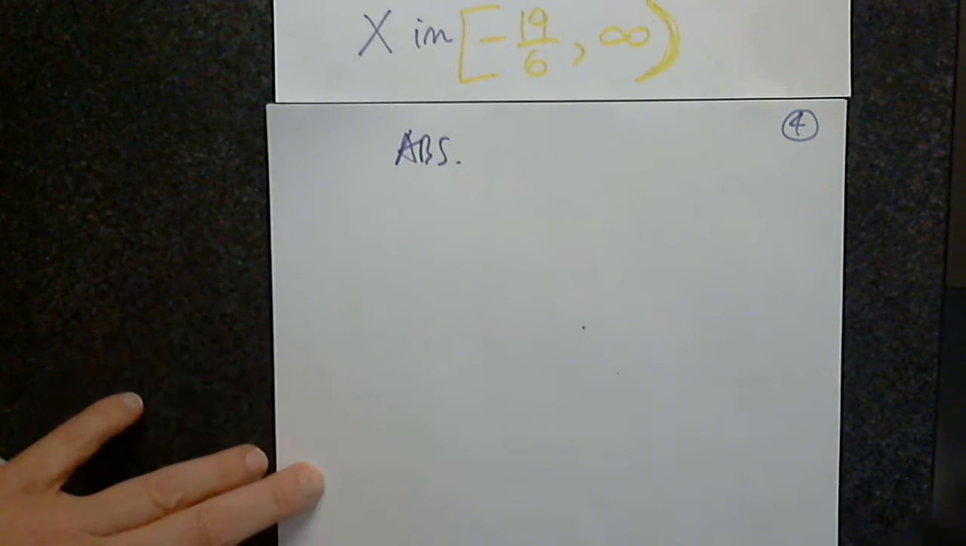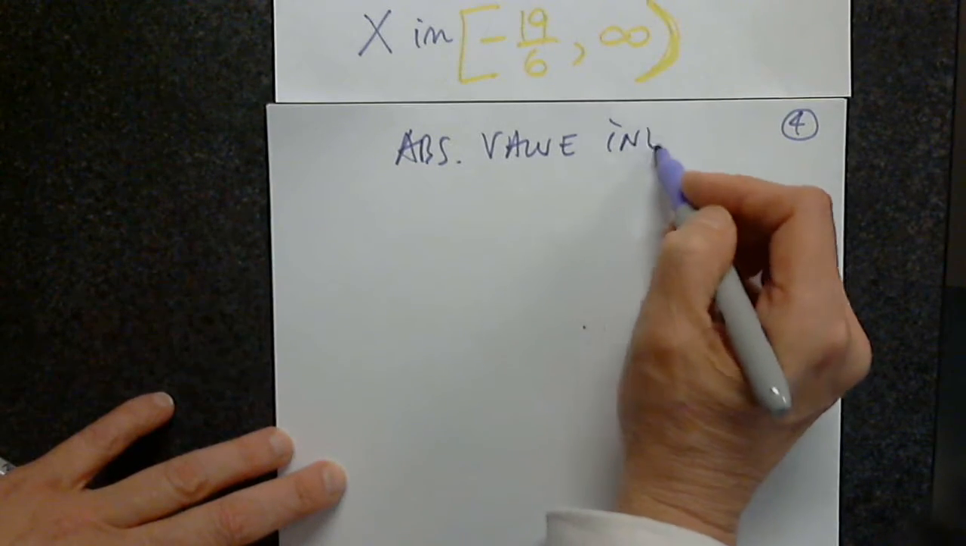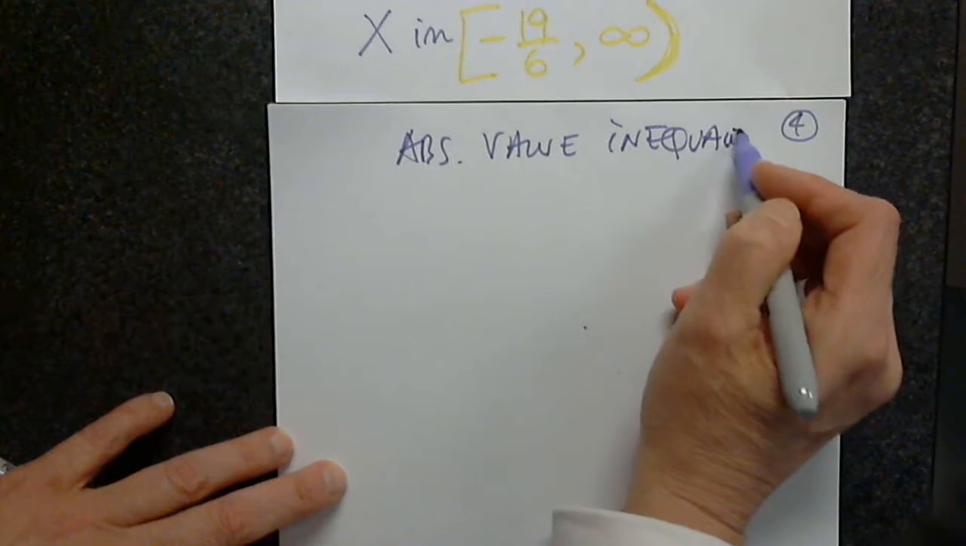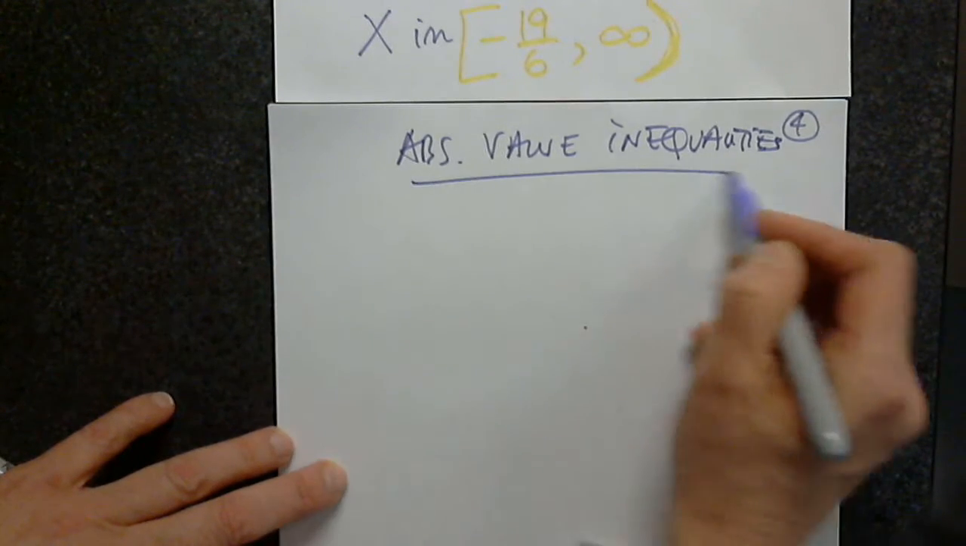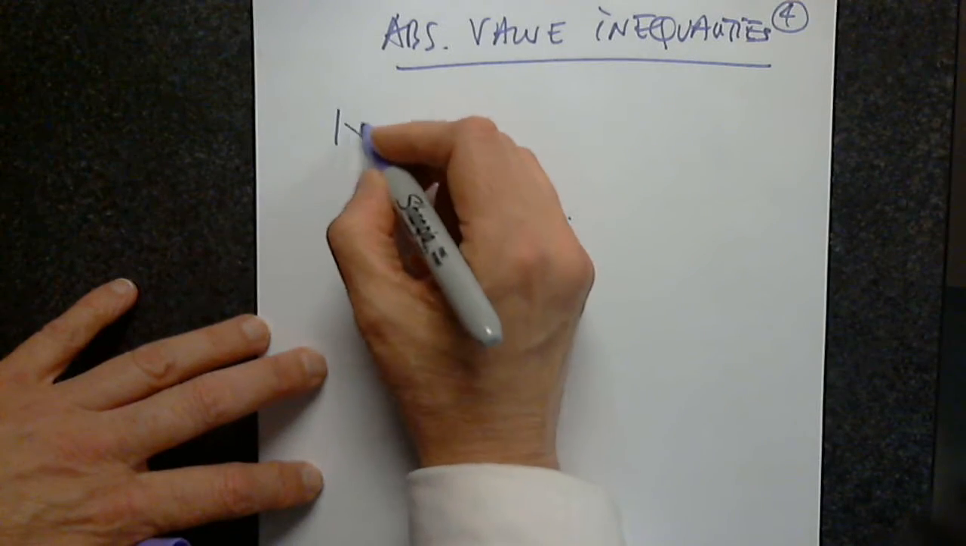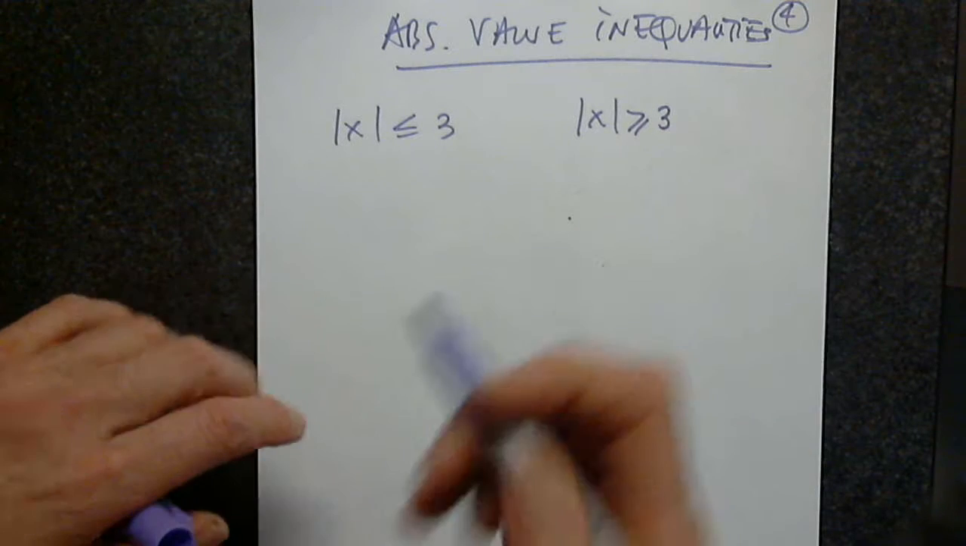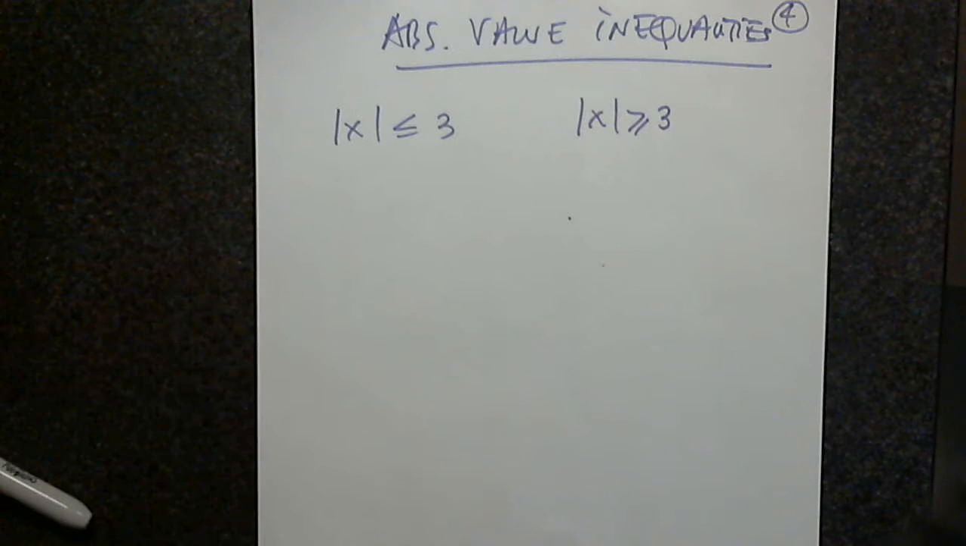The last topic of this chapter, absolute value inequalities. Let's start with very simple examples. Discuss those, and then we look at more sophisticated types of absolute value inequalities.